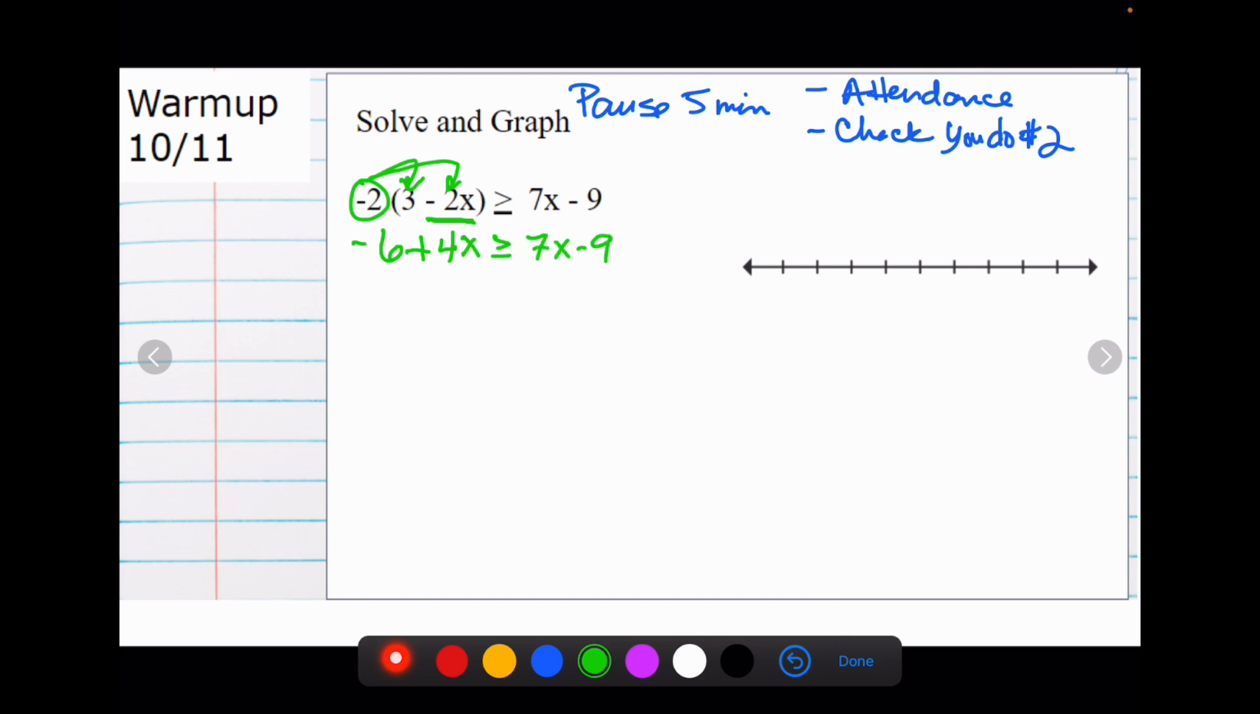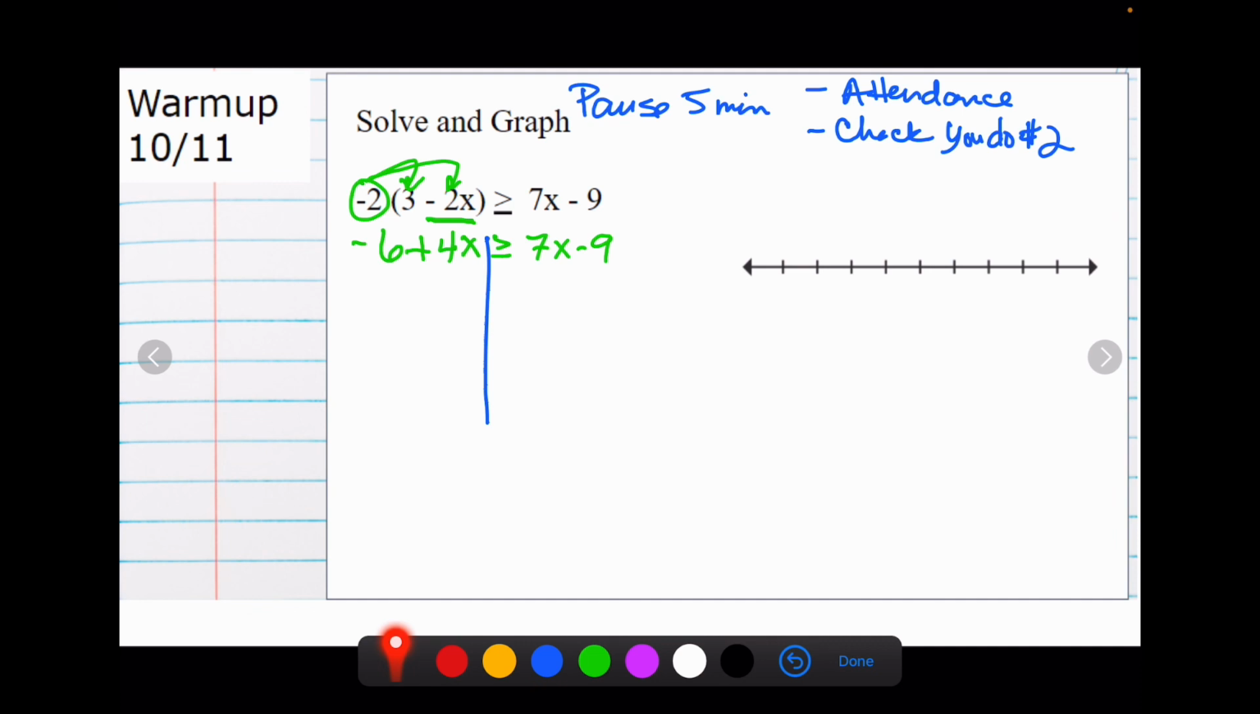Okay. So next step is that we need to check to see if there are any variables for us to combine or any like terms that we can combine. I have a -6 and a positive 4x. Those are not like terms. I have a 7x and I have a -9. Those are not like terms.